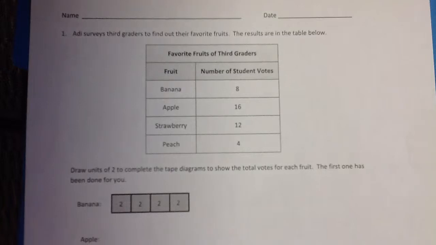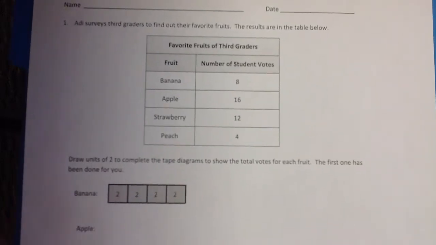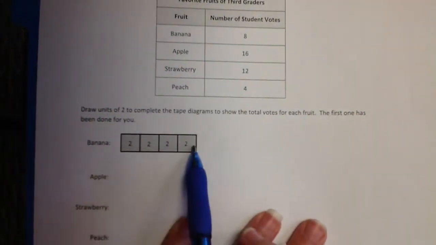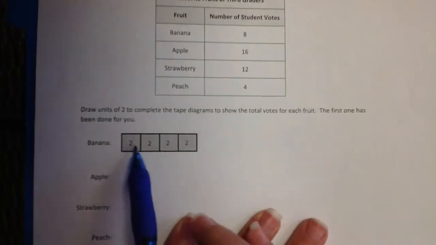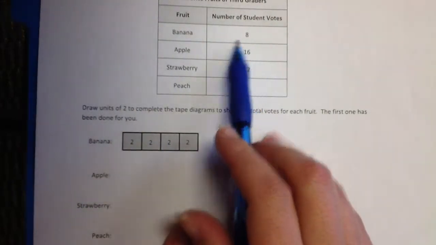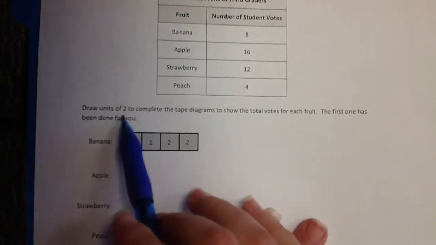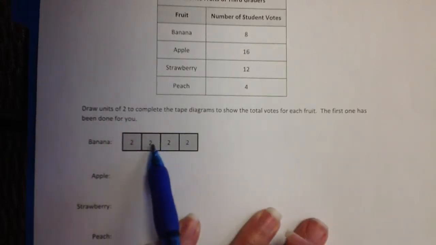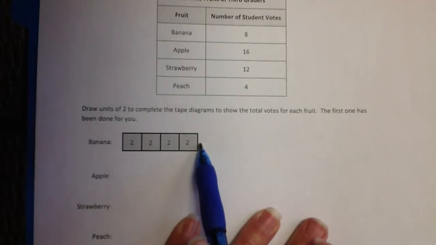Our directions tell us to draw units of 2 to complete the tape diagram to show the total votes for each fruit. The first one has been done for you. We're coming back to those tape diagrams. So we're going to say how many groups of 2 do we have. For banana, there's 8 total, so they counted by 2s because it told us to do units of 2. So 2, 4, 6, 8.